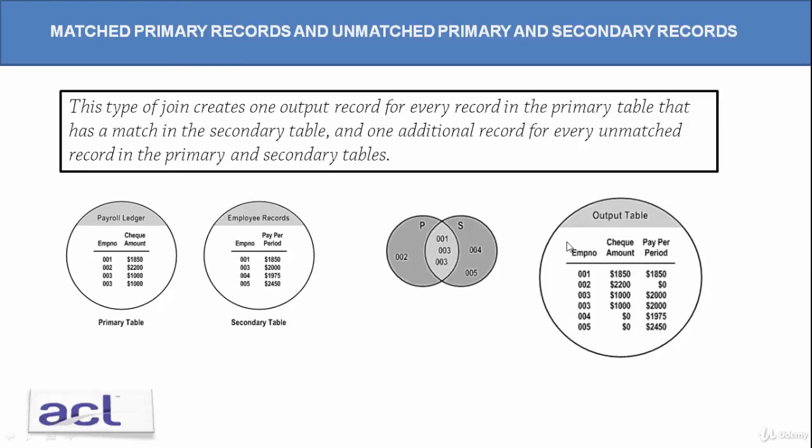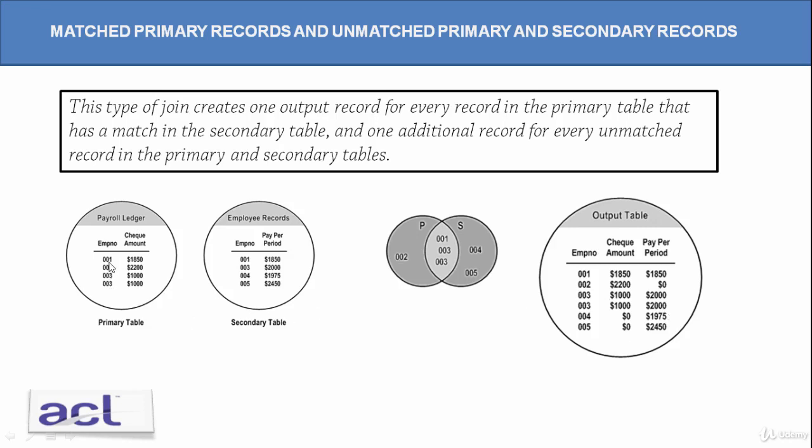So lastly, we have another type of join called match primary records and unmatched primary and secondary records. What that means is that for every matched and unmatched primary record, ACL is going to return them, and also for every matched and unmatched secondary record, ACL is going to return them, and the output is going to look like this.